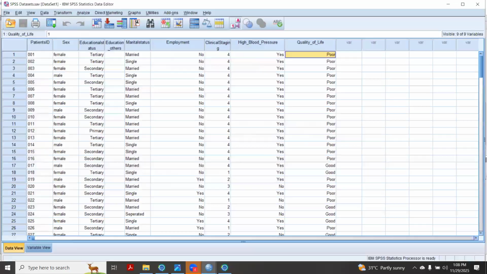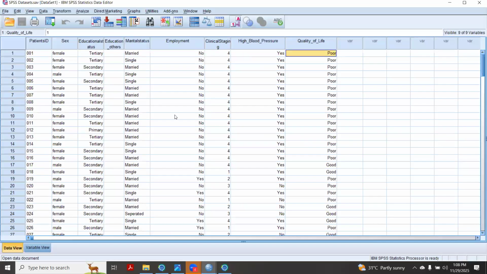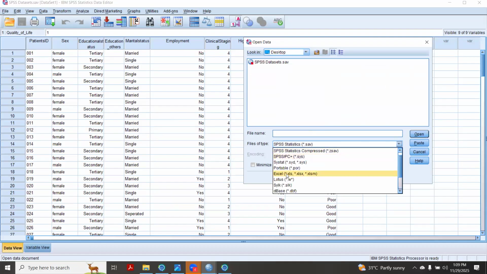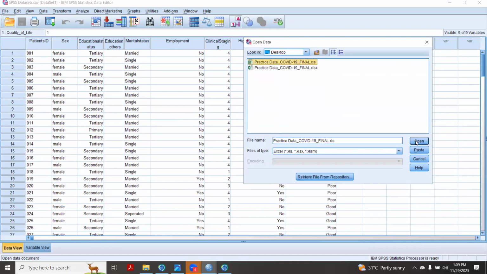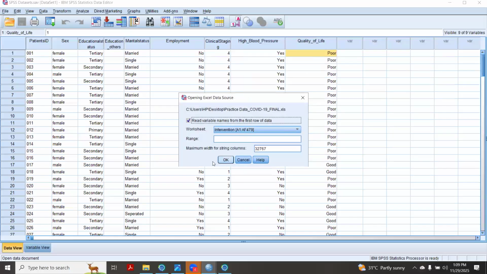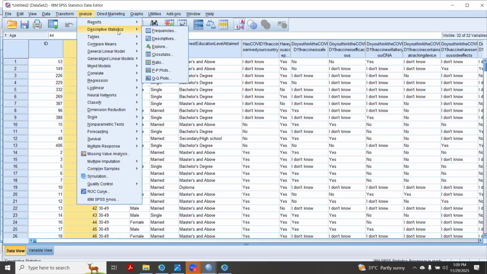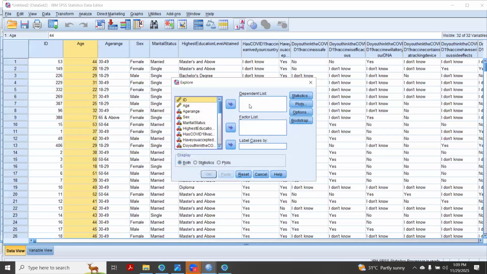So let's open the particular data that we're going to use for that. It's on the desktop. It's an Excel sheet. This is it. So if we open that data, this is age. So you run the normality test for the continuous variable. To run the normality test for age, we come to Analyze, Descriptive Statistics, and we go to Explore. Then you put the continuous variable in the dependent list.